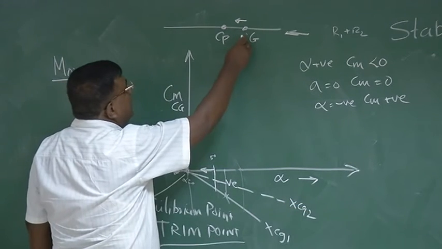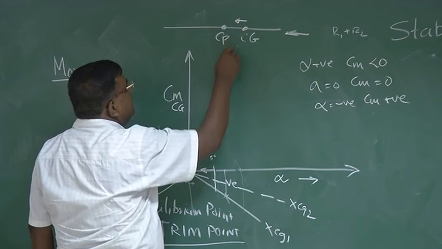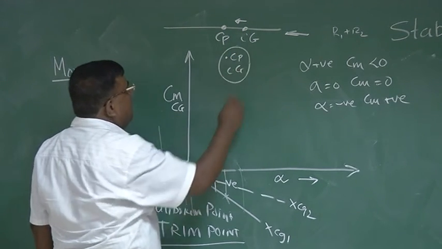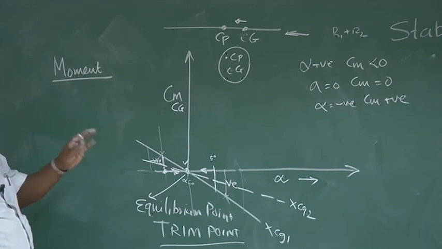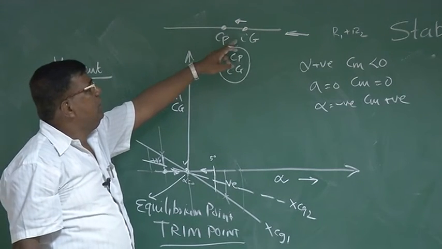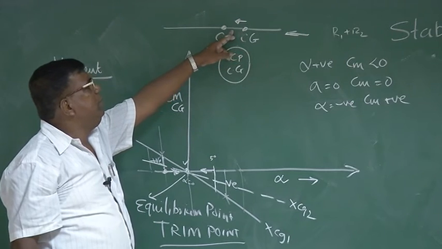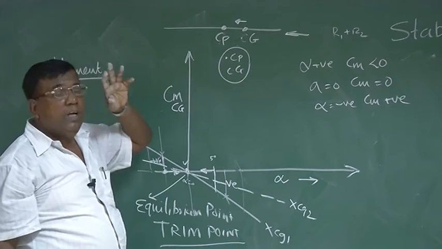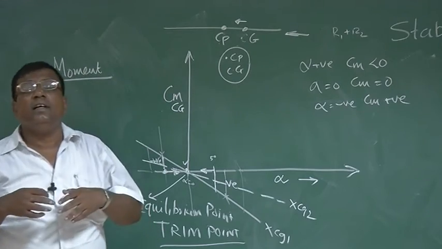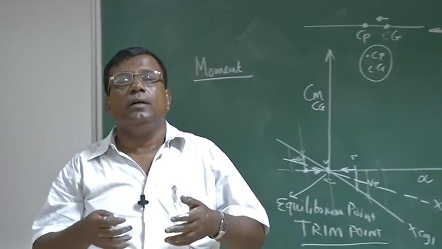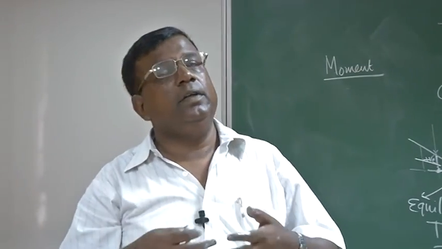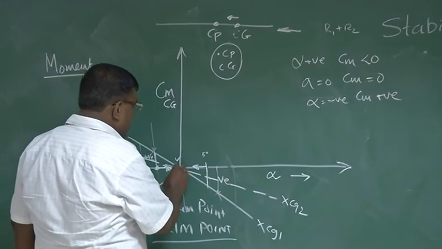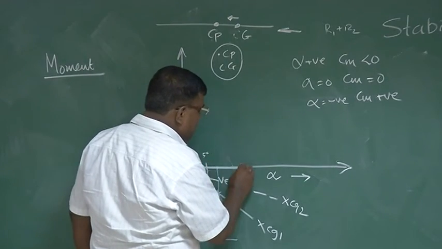And there will be a point when this CP and CG come to the same point, that is, they are coincident. So I am moving this here. When the CG and CP coincide, then what is the restoring moment? There is no moment arm, so it is 0. So at that time it becomes neutrally stable. So there won't be any moment.